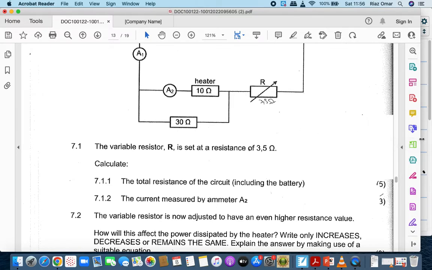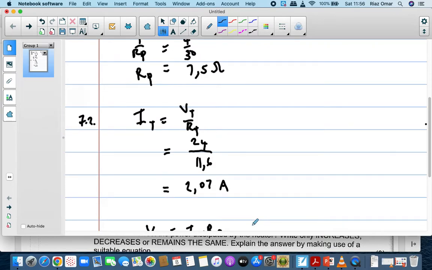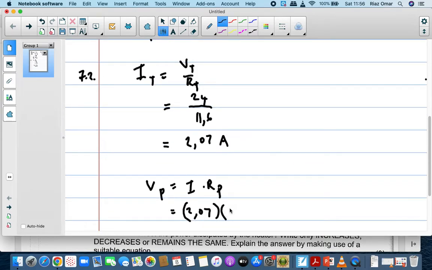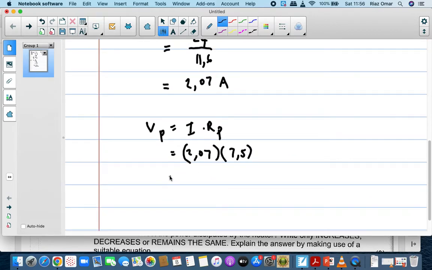So to do that, 2,07 times 7,5. Do that and we work it out. 2,07 times 7,5, we got 15,53, if you round it off, right? 15,53 volts. So that's the voltage in parallel.